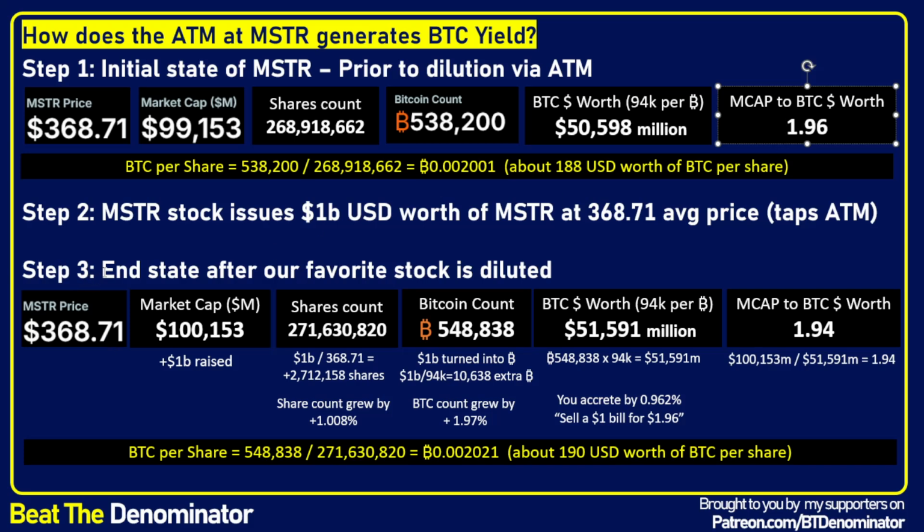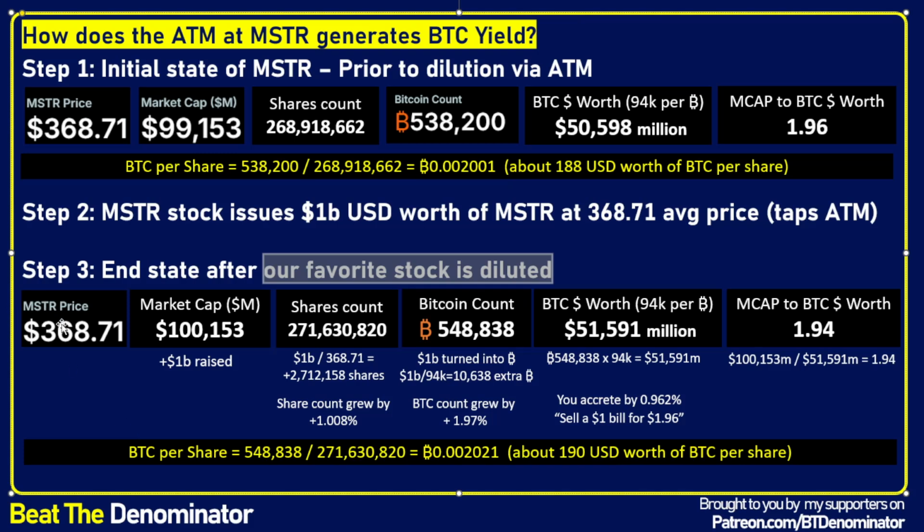Step number 3 is the end state. So what happens after our favorite stock gets diluted? What happens after $1 billion of new shares is printed? Is that bad for us? And no, it's not bad. It's wonderful. I want him to print more, especially as the price to NAV approaches a 2 or even breaks the 2. So let's go over the numbers.